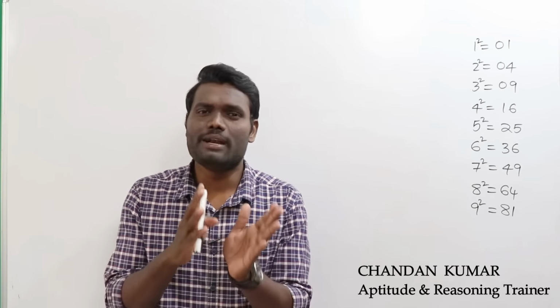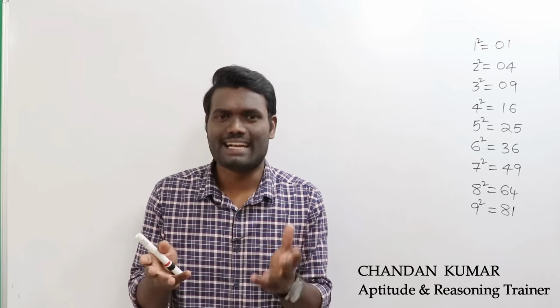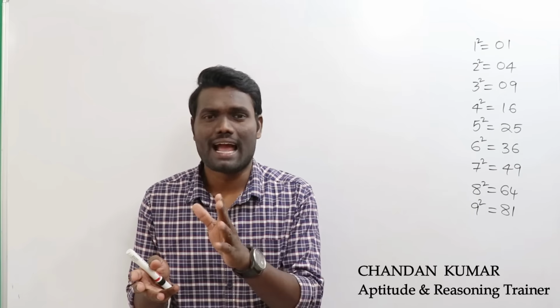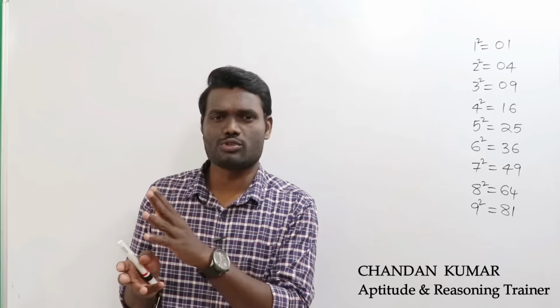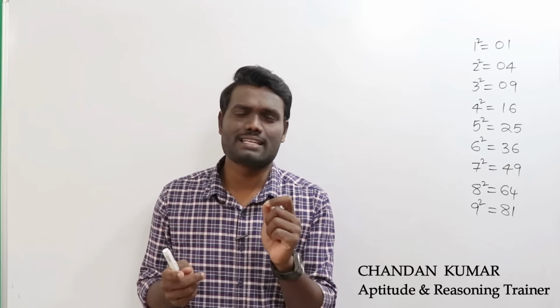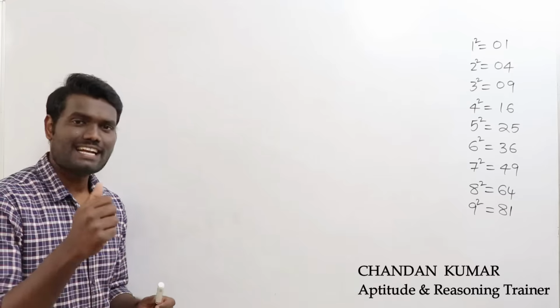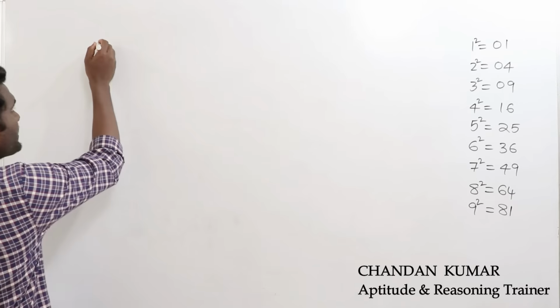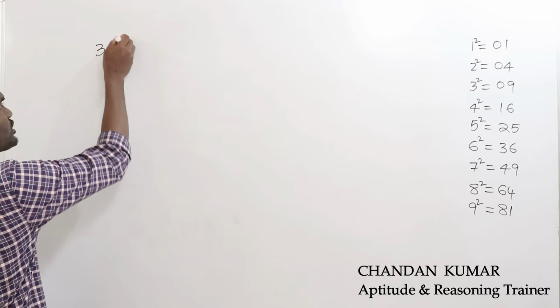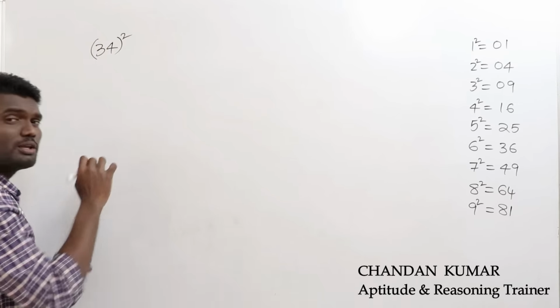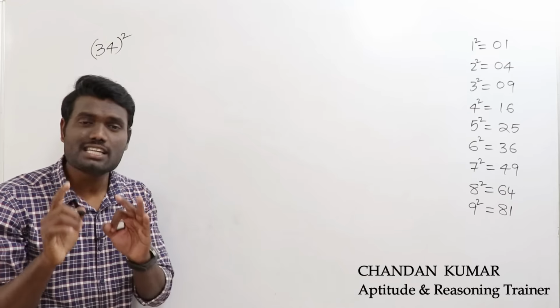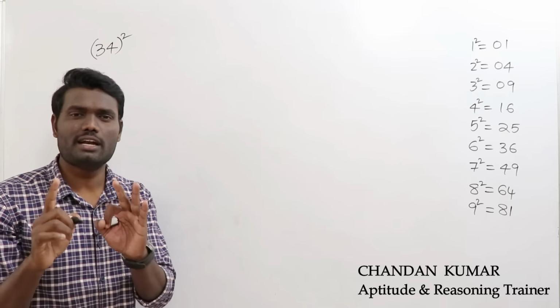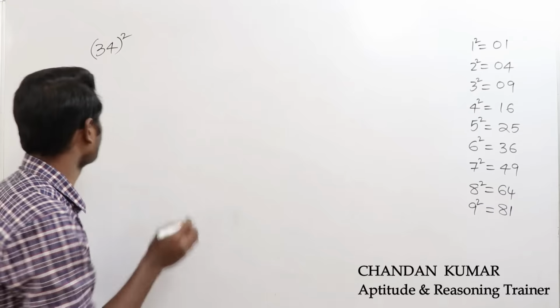To do this, I will divide them into two different categories. One is from 1 to 100, and the next one you can apply from 1 to 1000 as well. Now, let us look at some particular examples of how to solve them. Let us calculate 34 square. Just follow the procedure I'm going to say and listen carefully so that you can calculate it easily. It's just simple.